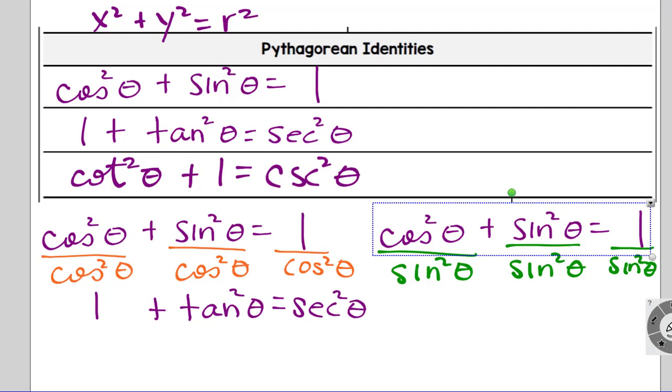Now, you can manipulate these as well. For instance, let's do this one. I could rewrite this as cotangent squared theta equals cosecant squared theta minus 1. So we don't always see the Pythagorean identities the way that we have them written on the left side. You can manipulate them, they're still true. So just keep your eyes open. Anytime you see one of these functions squared, think about using the Pythagorean identities to maybe try to simplify your problem. All right, very good.